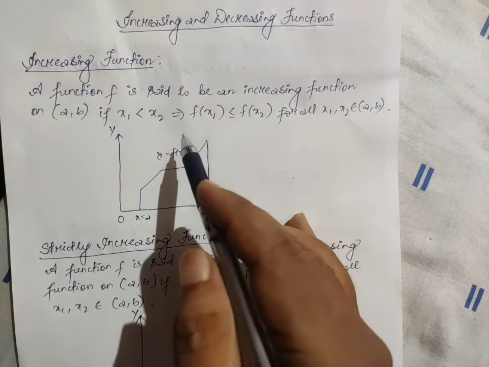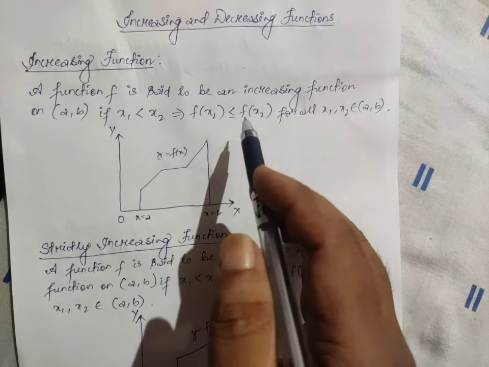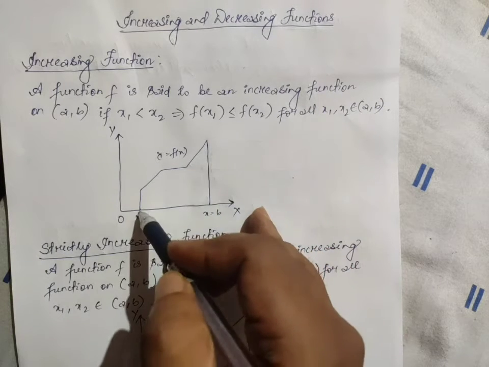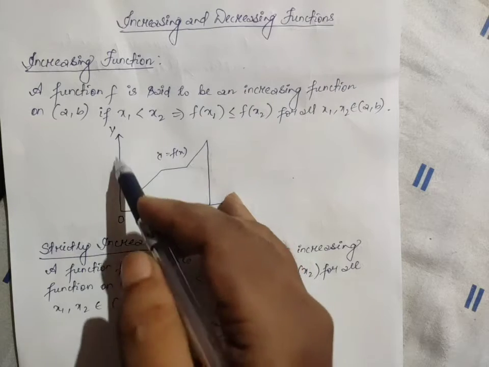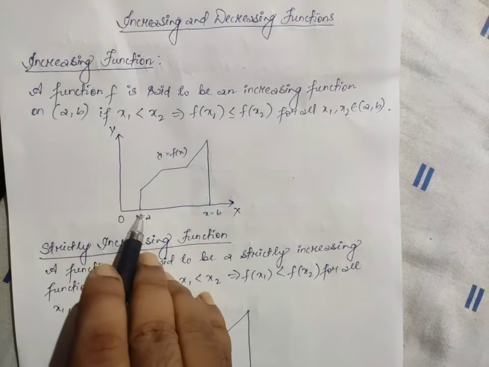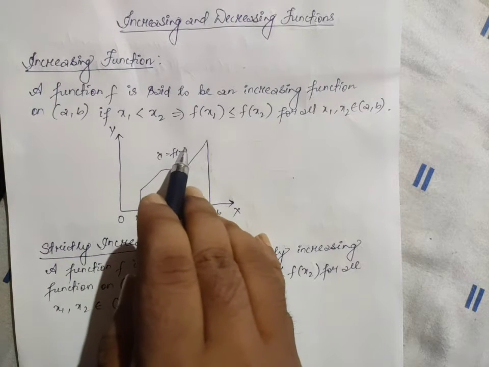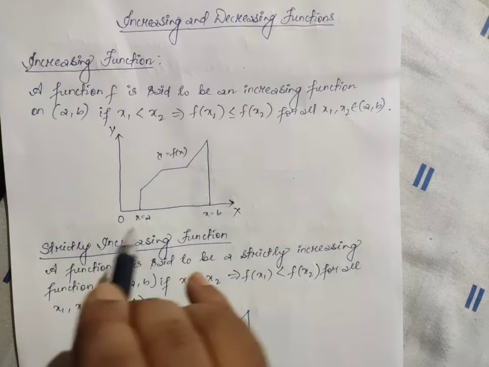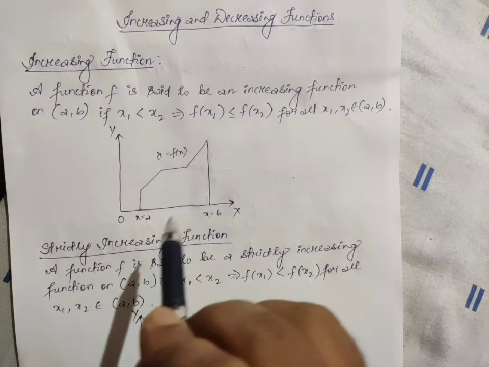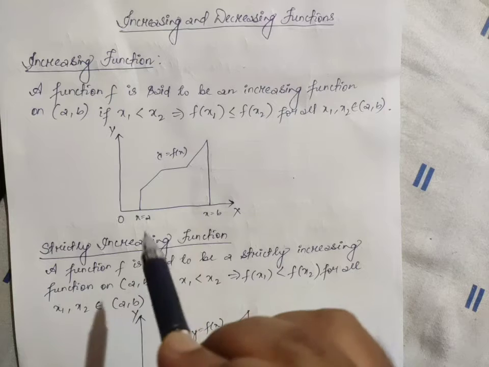And which implies that f of x1 is less than or equal to f of x2, and this is the f of x1. f of x means y. The value of y is f of x. So here at this point, as you can see, as x increases, y equal to f of x is also increasing, right? So if the value of x is increasing, that means y is also increasing. So that kind of function is called an increasing function.